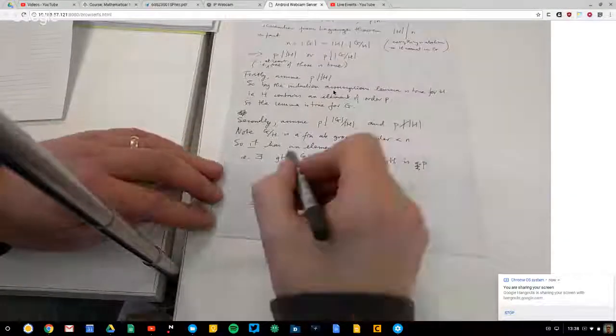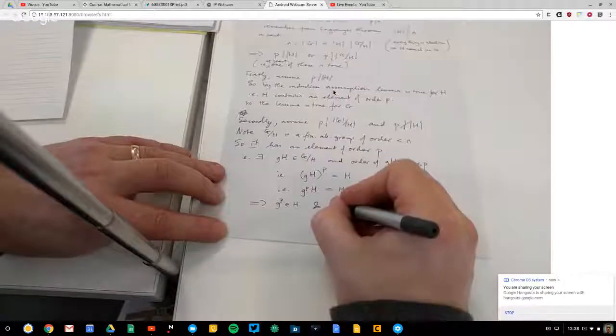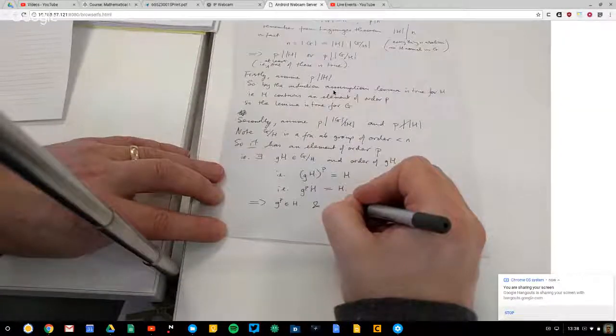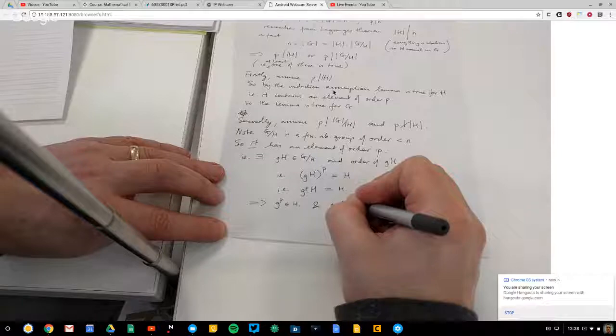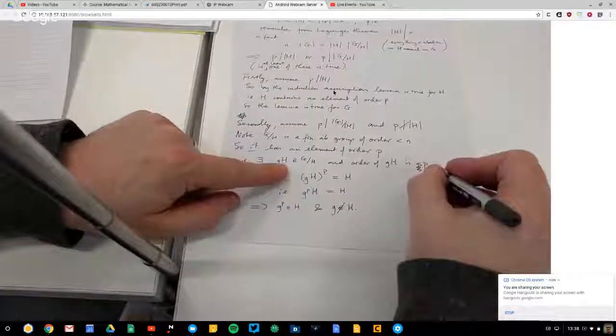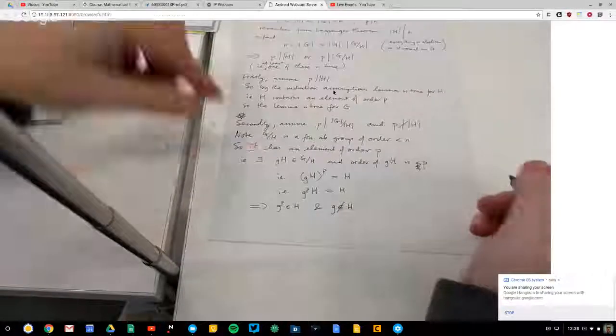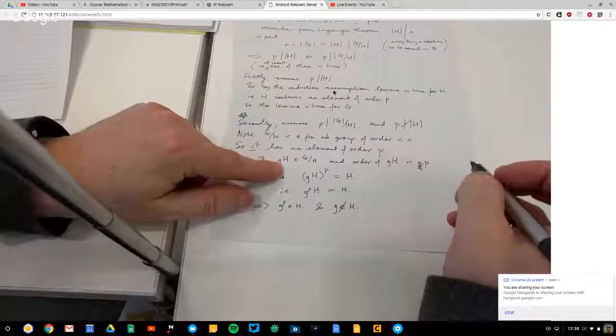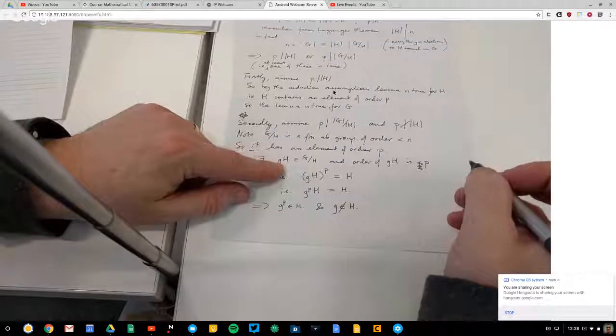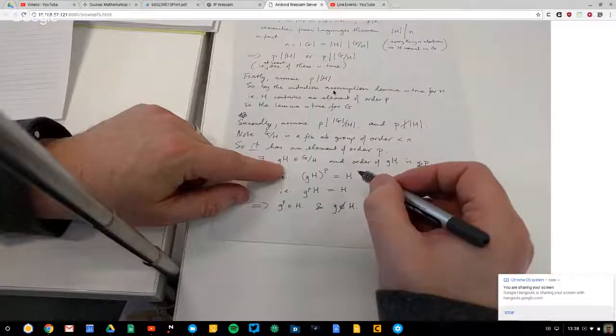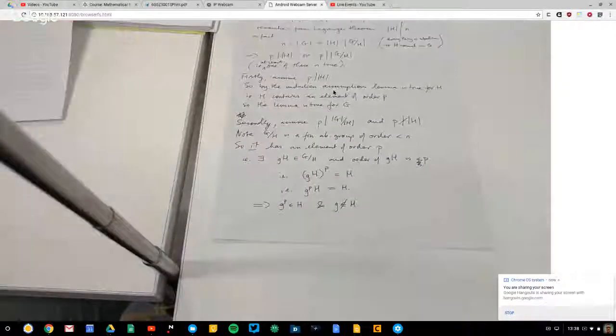But we also know a little bit more. G itself cannot be in H, because this is a coset of order P, the prime number bigger than 1. So this is not the identity element in the factor group. So the coset GH is not H, it is a non-identity element from the factor group. So the representative G is not in H.